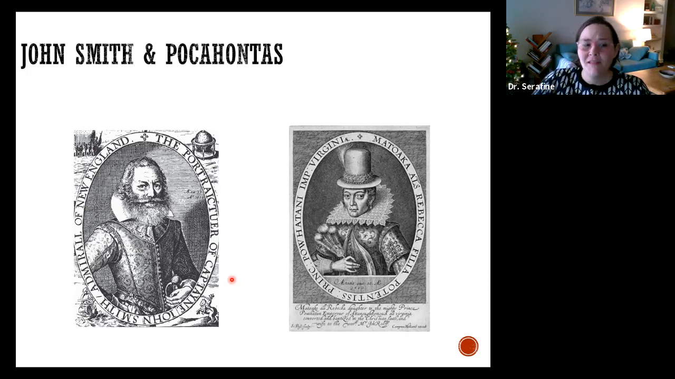John Smith loved this story. He told it many times about a bunch of different Native American women. So John Smith was like, this just keeps happening to me. I keep almost being executed. Native American women save me because they're in love with me. The Pocahontas situation was the original story that he liked so much, he kept retelling it.